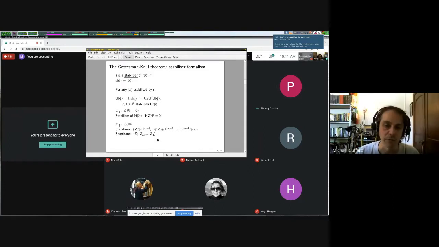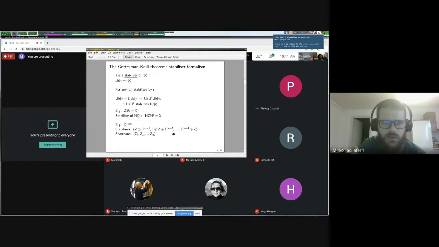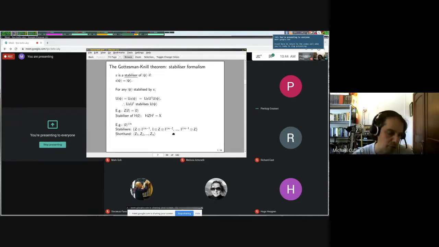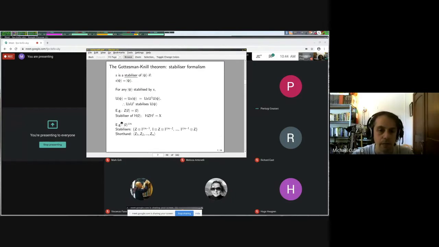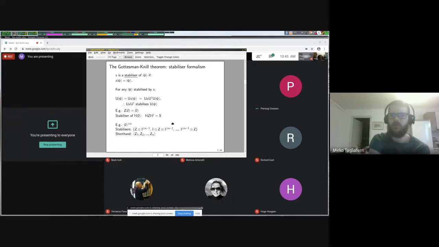Mm-hmm. And so this one that I gave here is not just any old group of stabilizers. It's the generator for the group of stabilizers of that state. Okay. And that's a minimal set, so it's unique in that sense. And do they stabilize only one state? Yes. So these are the stabilizers for it. This is a stabilizer representation of that state. Okay, perfect. Thank you. You're welcome.